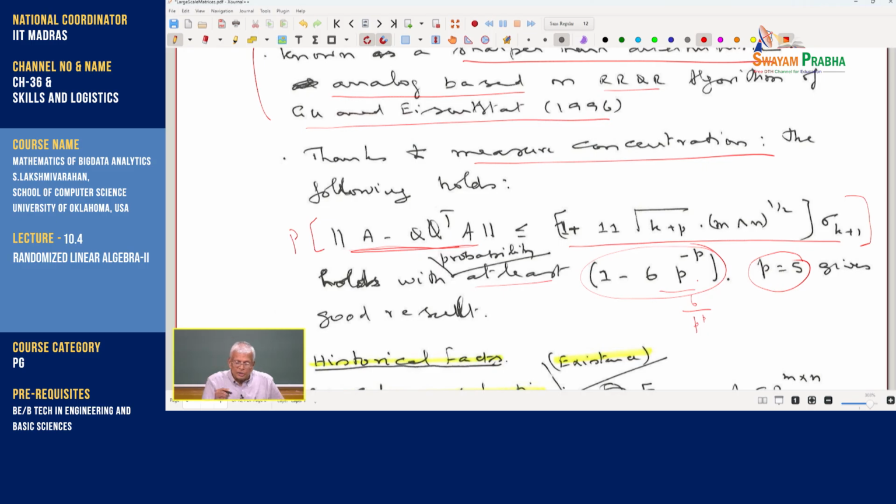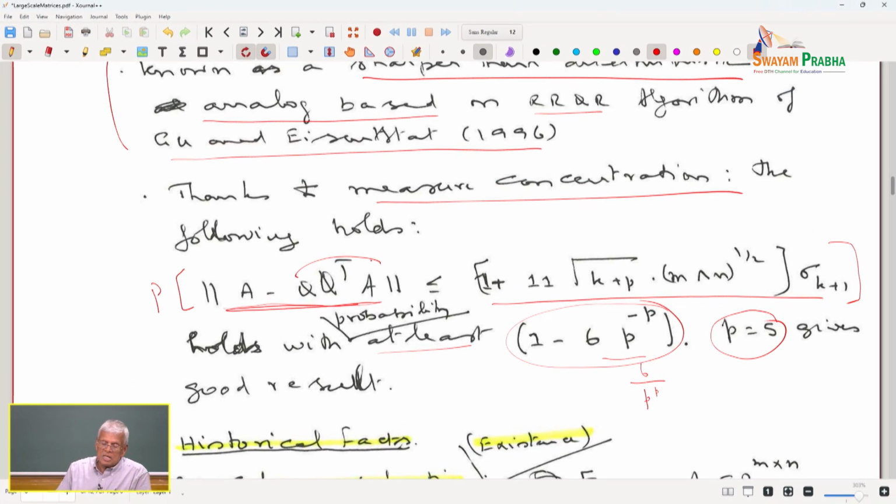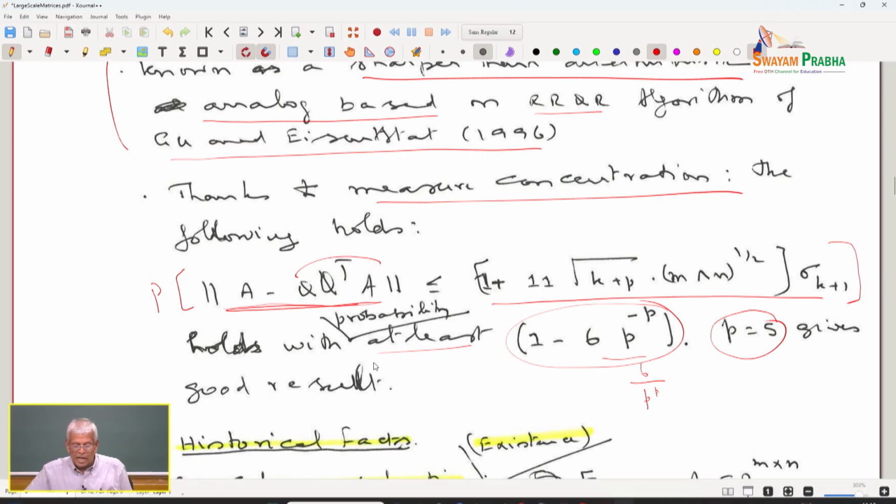using this approach, given a rank k and an oversampling parameter p, I can approximate A to a k plus p rank matrix that essentially captures the action of A. If I can capture the action of A, I understand A. So that's the idea here. I am trying to capture the action of A.